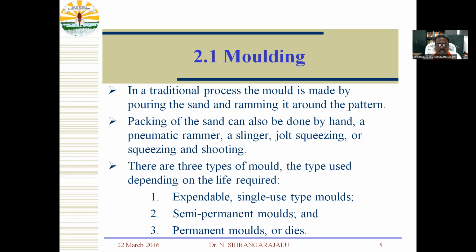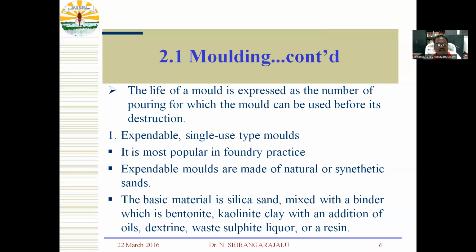There are three types of mold. The type used depends upon the life required: expandable, single-use type molds, semi-permanent molds, and permanent molds or dies. The life of the mold is expressed as the number of pourings for which the mold can be used before its destruction. First one, expandable or single-use type molds. It is most popular for foundry practice. Expandable molds are made of natural or synthetic sands.